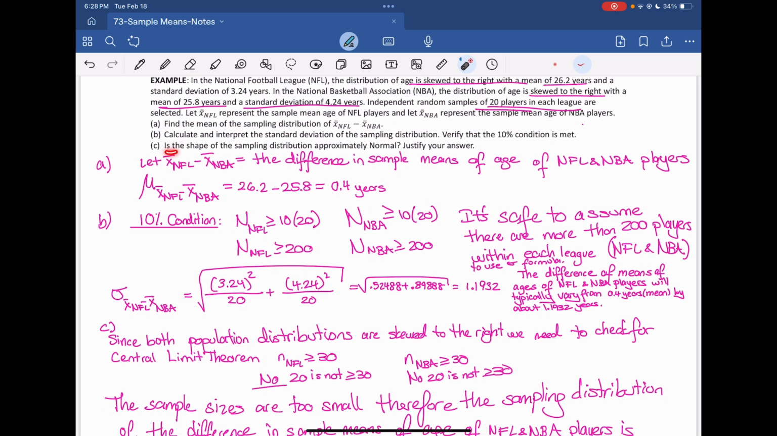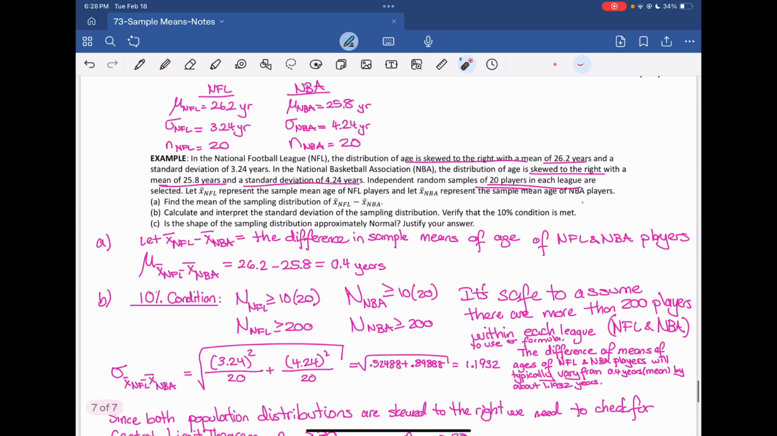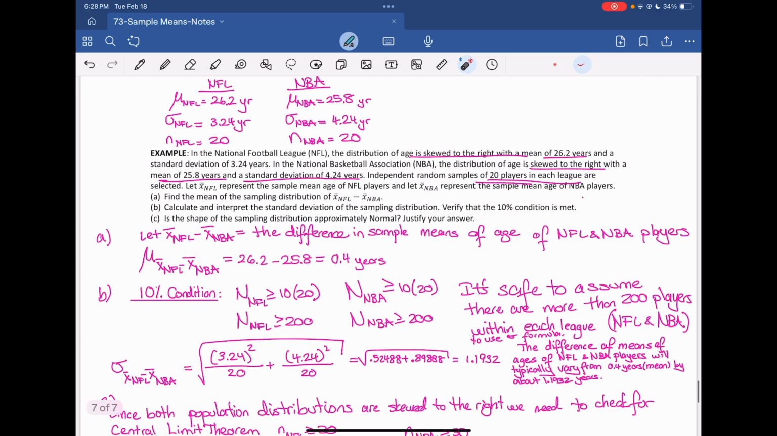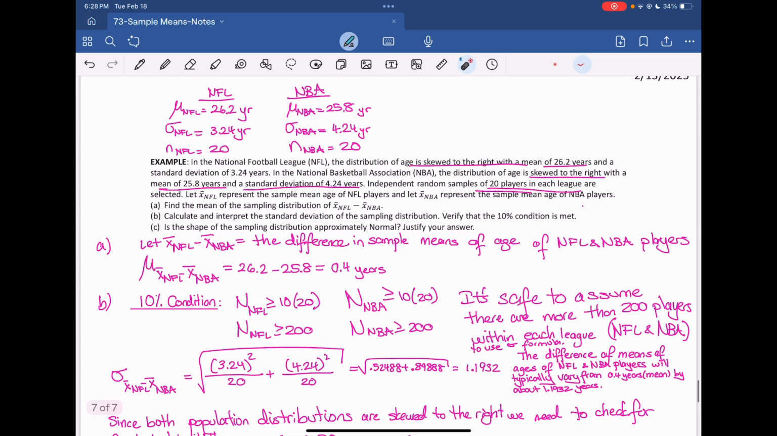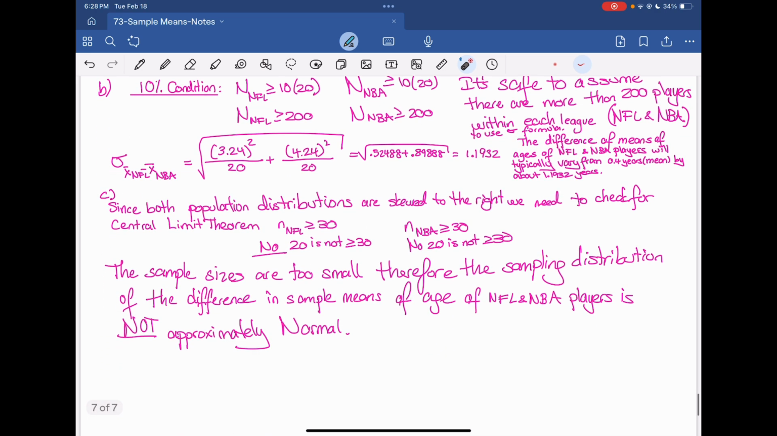All right, next one. Is the shape of the sampling distribution approximately normal? So here it says it's skewed to the right and skewed to the right for the populations. Since it's skewed to the right, we must check the central limit theorem. So unfortunately, both of the central limit theorem conditions don't pass for this one. So the sampling distribution is not approximately normal.